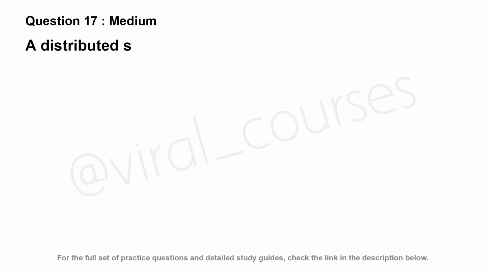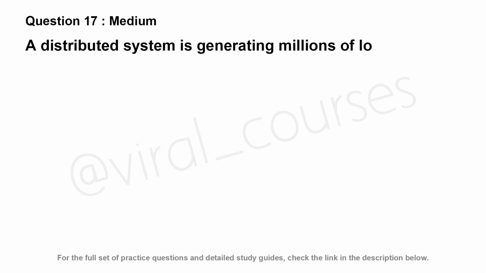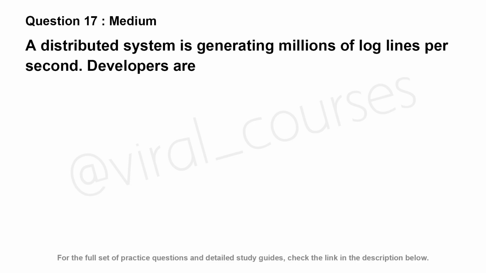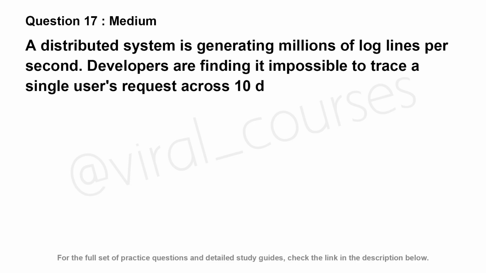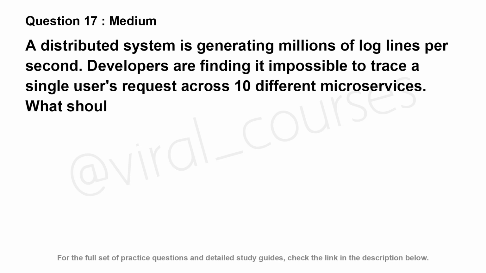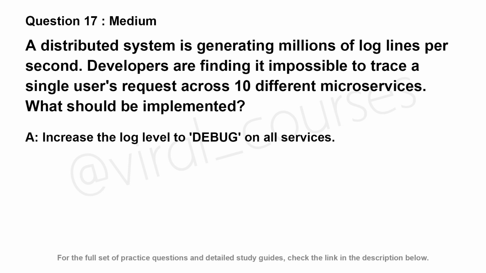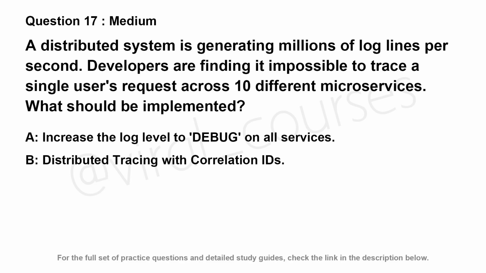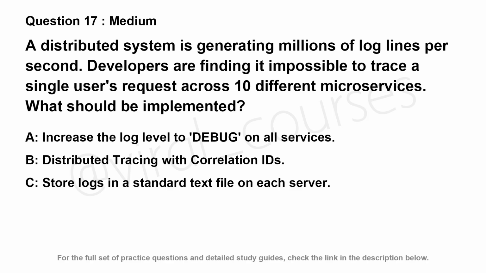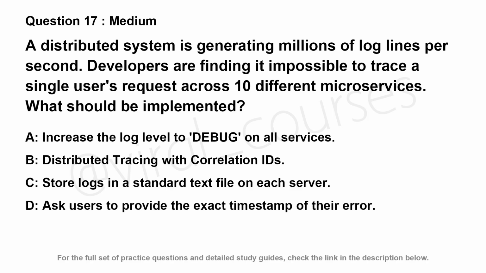A distributed system is generating millions of log lines per second. Developers are finding it impossible to trace a single user's request across 10 different microservices. What should be implemented? Option A. Increase the log level to debug on all services. Option B. Distributed tracing with correlation IDs. Option C. Store logs in a standard text file on each server. Option D. Ask users to provide the exact timestamp of their error.